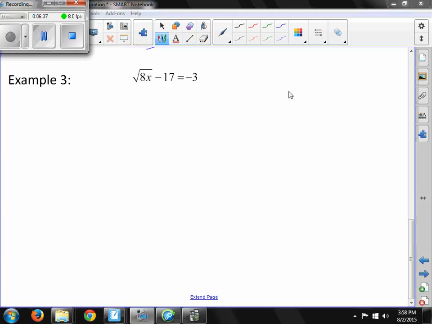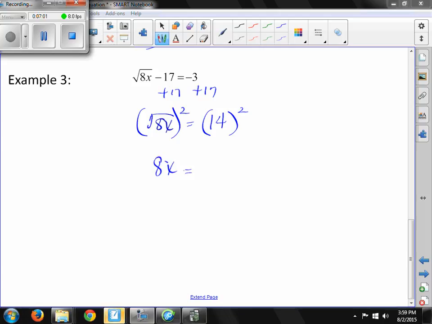Okay, we've got to isolate our radical on one side of the equal mark, so I'm going to add the 17 first. Add 17, so that I'll have the square root of 8x is equal to negative 3 plus 17, which would be 14. And then I'm going to square both sides. The square root of 8x squared would be 8x, and 14 squared would be 196. And then when I divide by 8, x would equal 196 over 8.